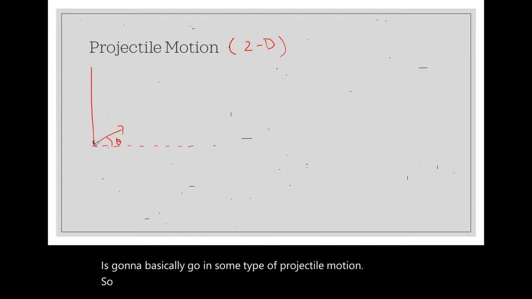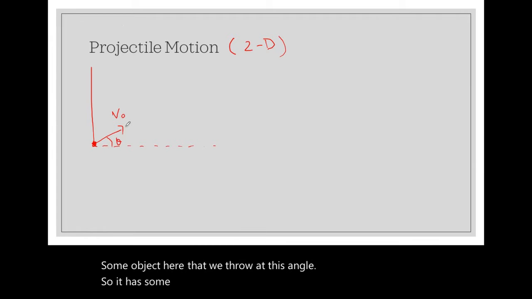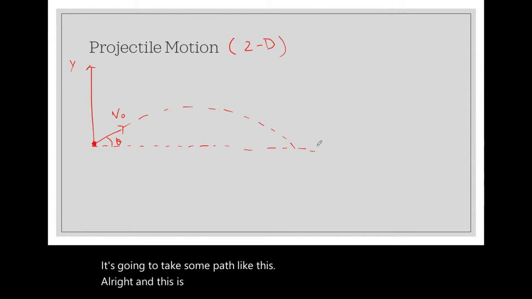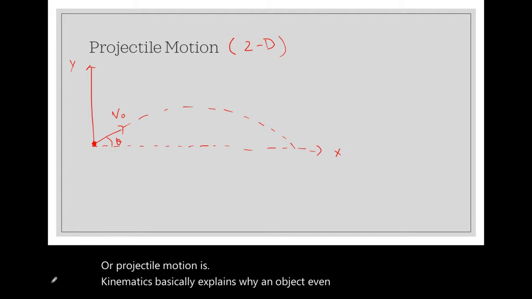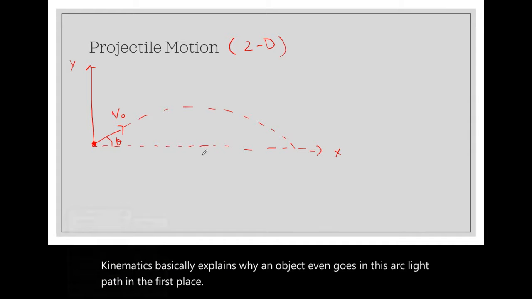So if we have some object here that we throw at this angle, so it has some initial velocity, we know it's going to take some path like this. This is the y direction, this is the x direction. So this is visually what projectile motion is. Kinematics basically explains why an object goes in this arc-like path in the first place.